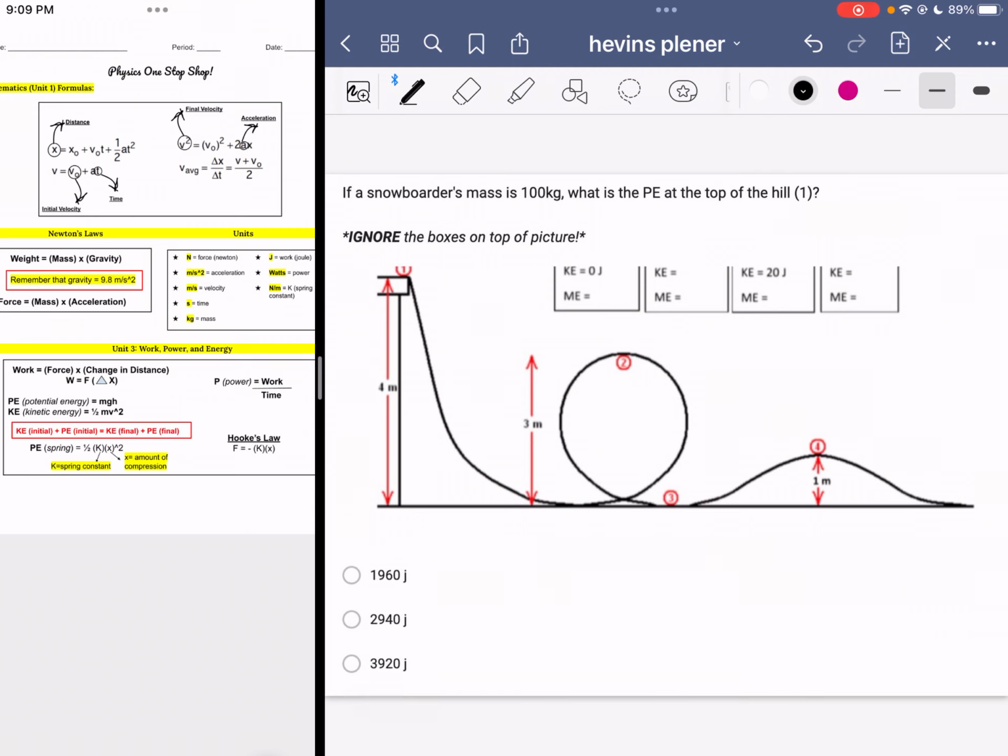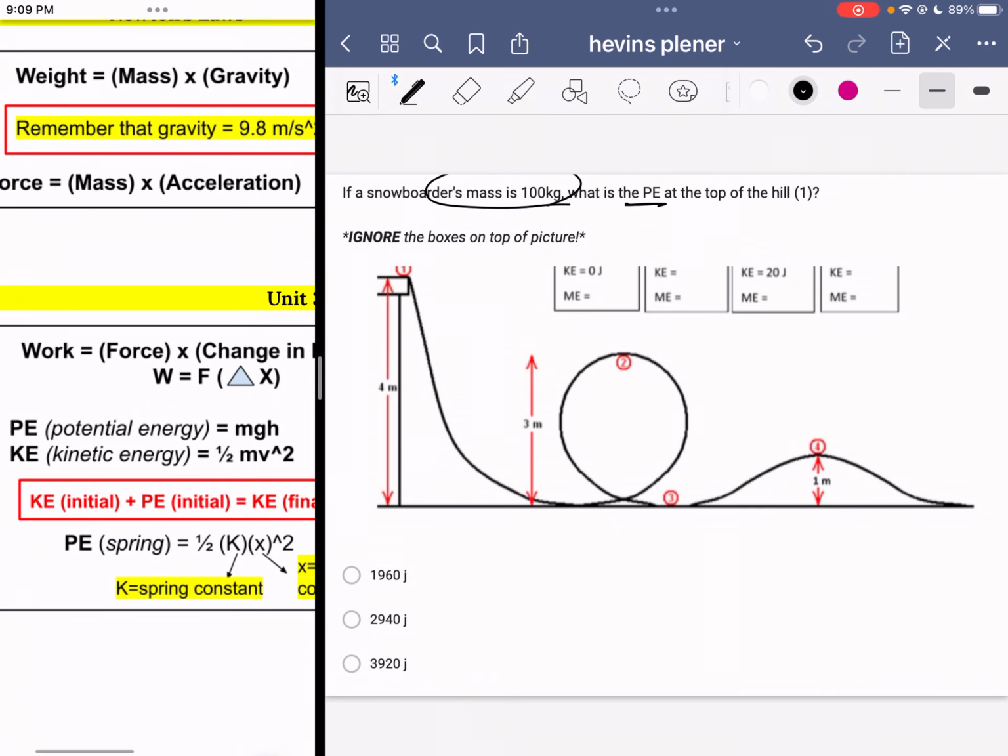If a snowboarder's mass is 100 kilograms, what is the PE at the top of the hill? If the mass is 100 kilograms, the formula, if we look at our one-stop shop, is mgh. At the top of the hill, it tells us that it's 4 meters. So we have mgh is equal to PE. Our mass is 100 kilograms, our gravity from our one-stop shop is 9.8, and our height is 4 meters. So then you multiply all those.